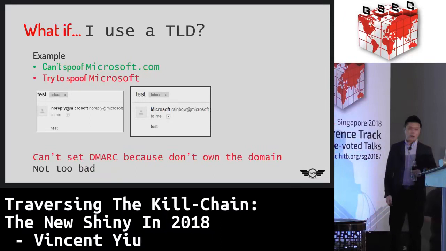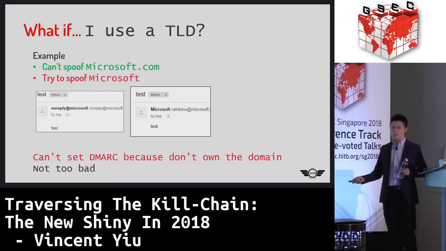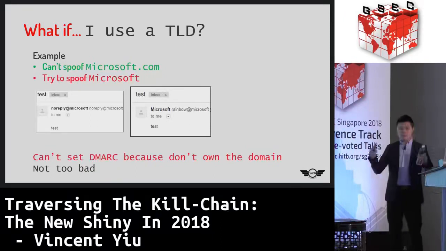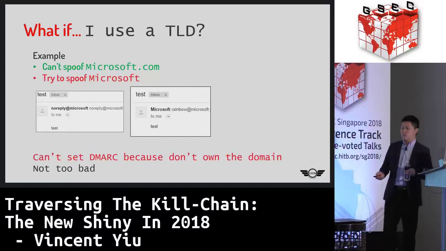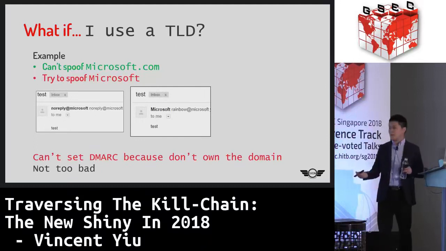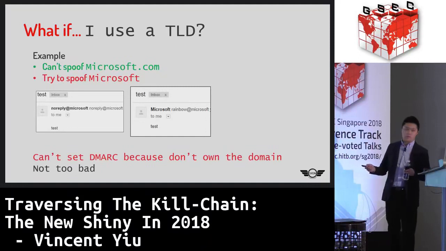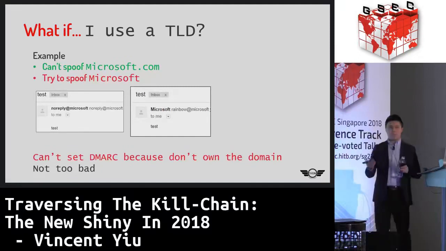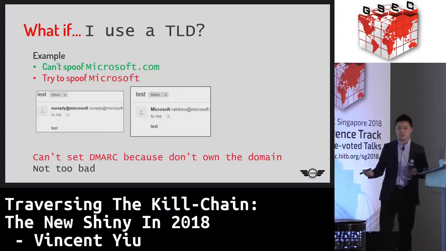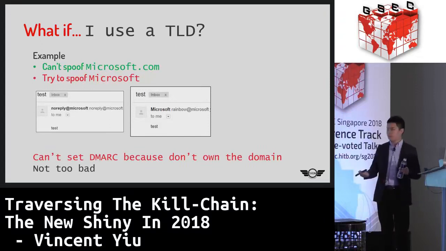Okay, so what happens if you can't spoof Microsoft.com, but you still want to pretend to be Microsoft? You can try and spoof the TLD. Believe it or not, you can actually send emails from no-reply at Microsoft and it'll make it through, because you can't set an SPF record for a domain that you don't own. You can't set a DMARC record for a domain that you don't own.